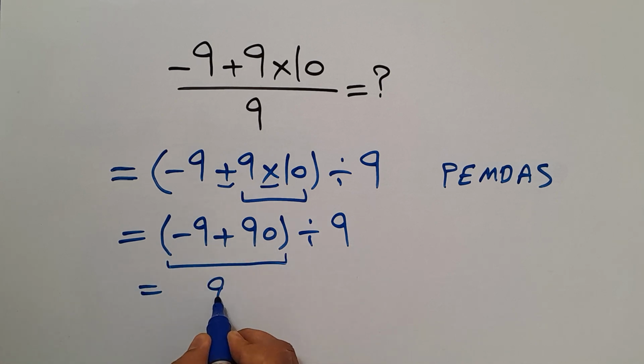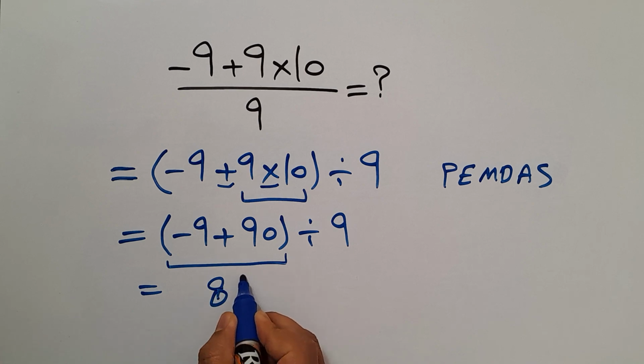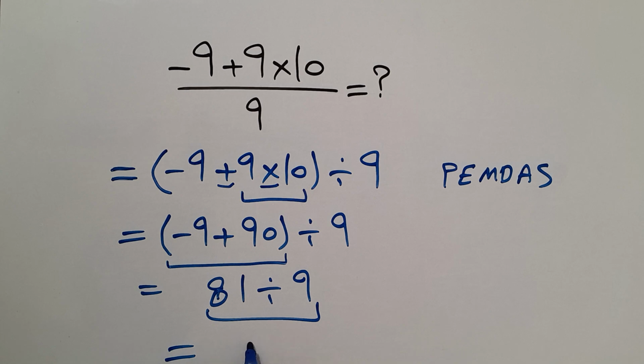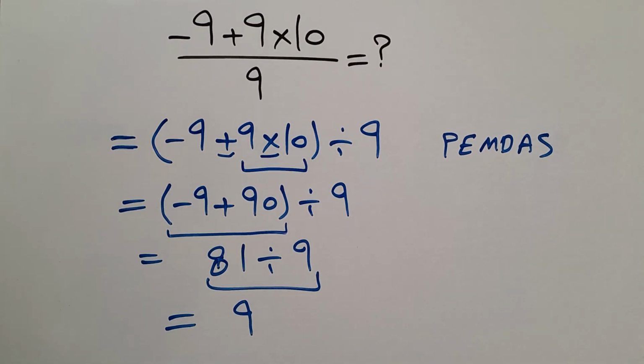So 81 divided by 9, which equals just 9. So our final answer to this problem is just 9.